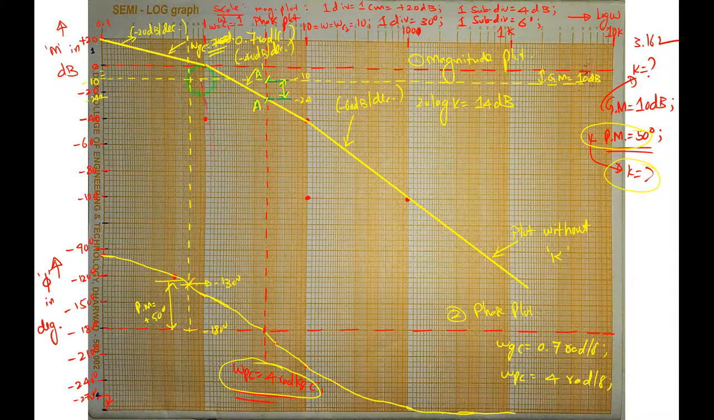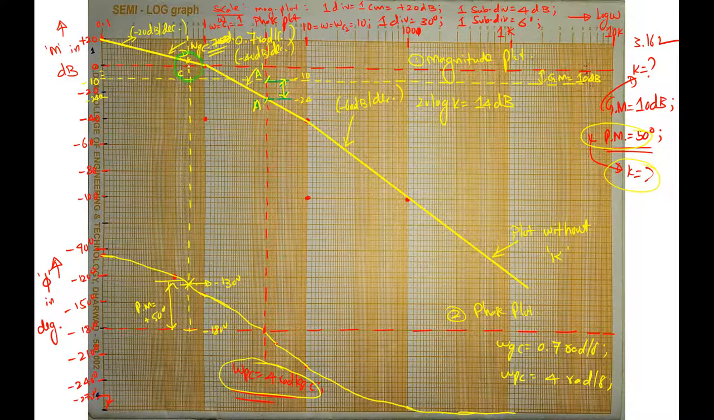I have extended it, and it is intersecting this reference line here. 0 dB is the reference line, because the phase plot is not at all affected by the value of K. So 0 dB will be the reference; don't consider this 10 dB as the reference line. From here, let me call this point C. Then it is intersecting at another point, which I call D.